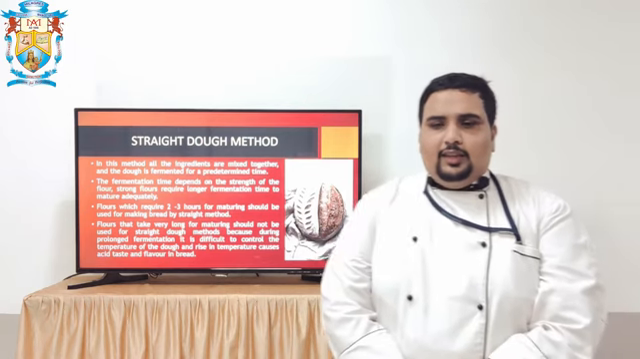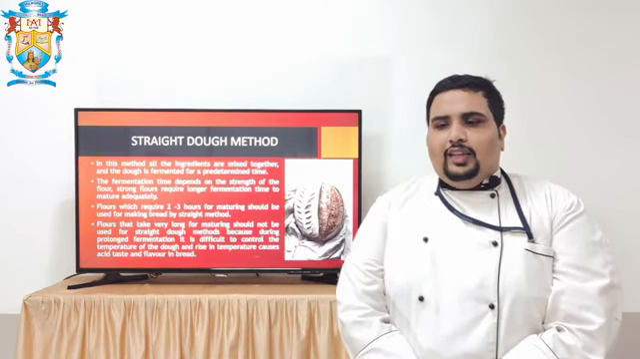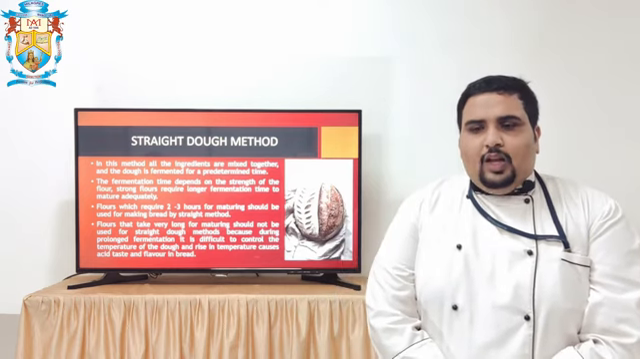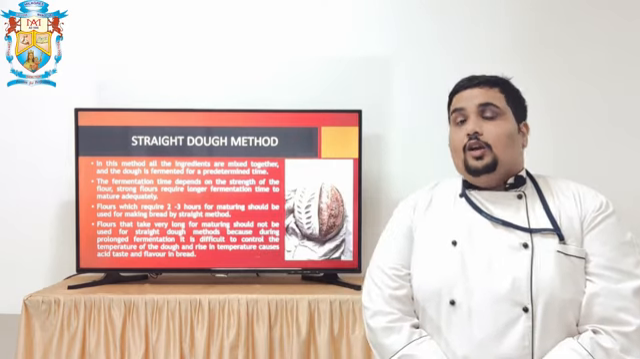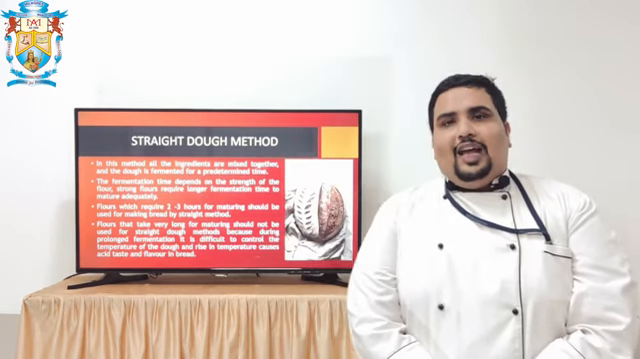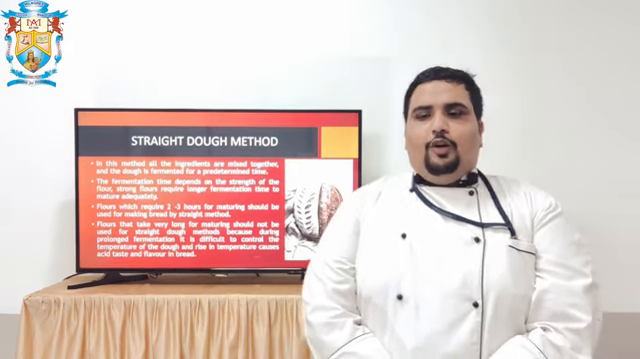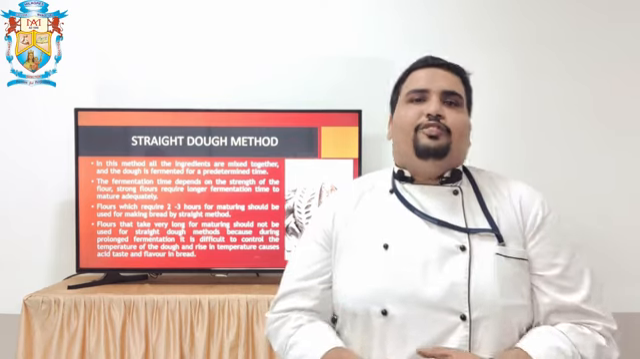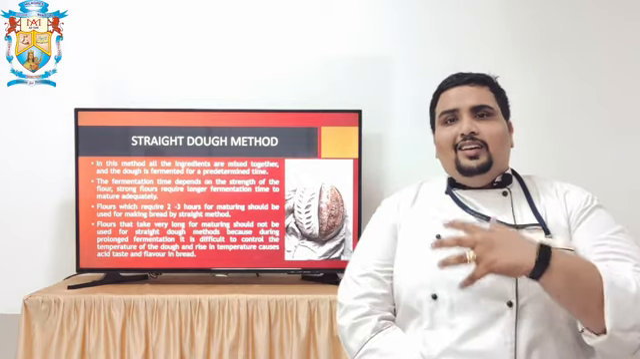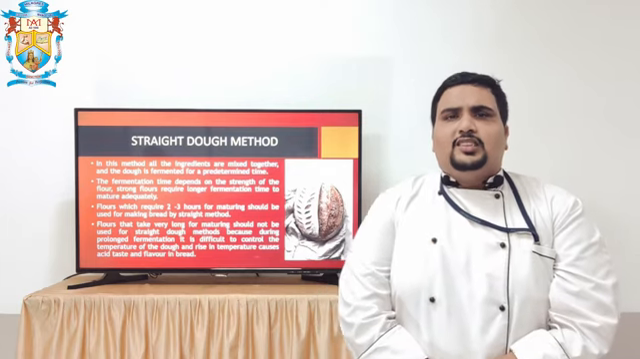What do you mean by straight dough method? In this method, all the ingredients are mixed together and the dough is fermented for the predetermined time. The fermentation time depends on the strength of the flour. Strong flour requires longer fermentation time to mature adequately. Flour which requires 2 to 3 hours of maturation should be used for making breads by straight dough. The gluten in this flour should be very strong. And here it is done at a stretch, in a single process. There are no different processes breaking through.